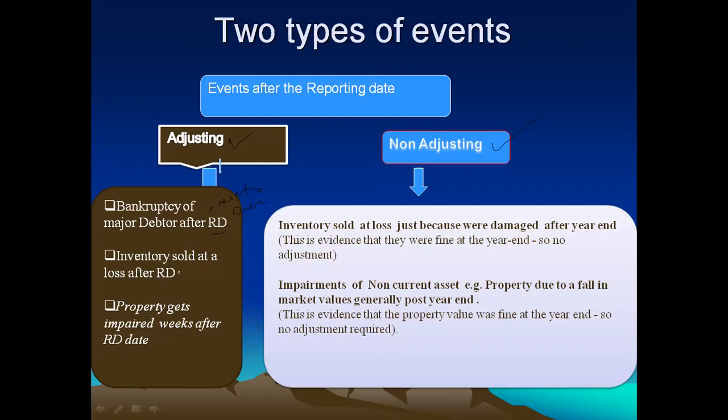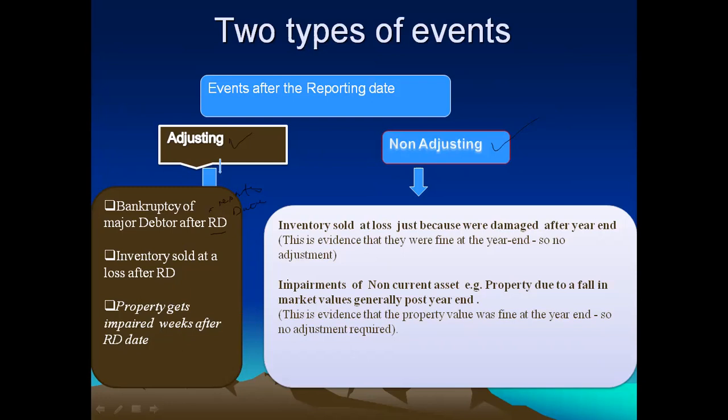Then inventory sold at a loss after the reporting date. This is actually showing evidence that the inventory during the year was obsolete, or somehow it had got damaged. So it's an adjusting event. Then we have another one: the property gets impaired weeks after the reporting date. This is also an adjusting event.